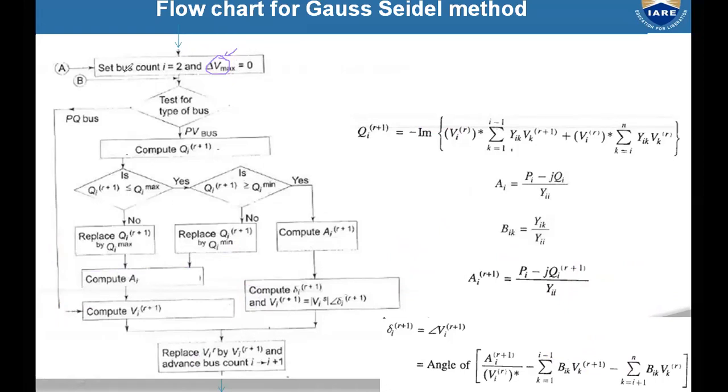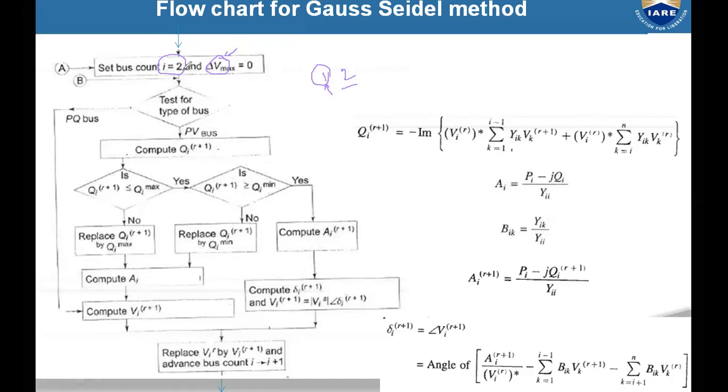Set the bus count i equal to 2. Why? Because the first bus is the slack bus, and at the slack bus you will not determine any voltage. From the second bus onwards you will determine the voltage. So you have to start from i equal to 2, not i equal to 1. At the second bus you have to start the iteration process.